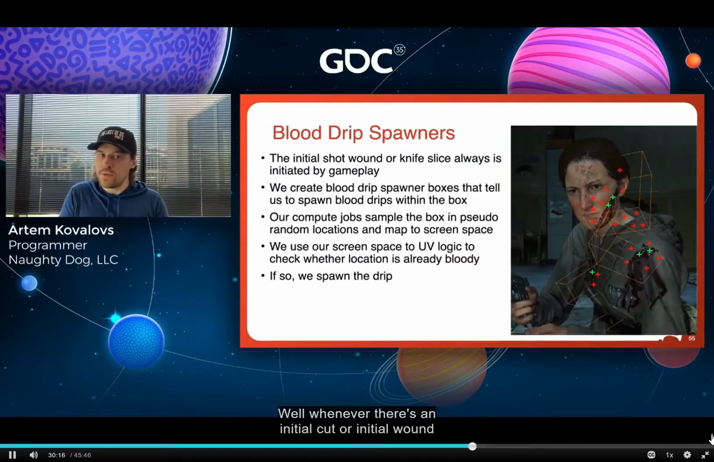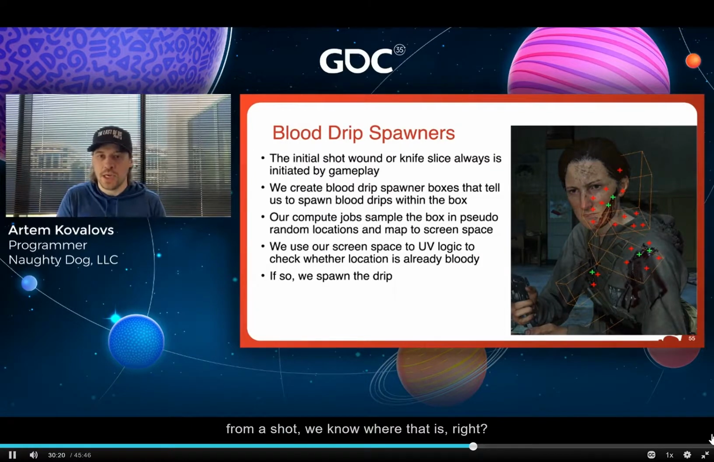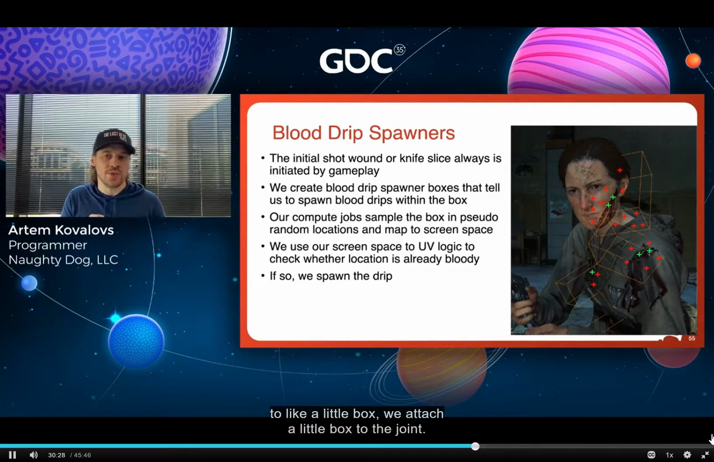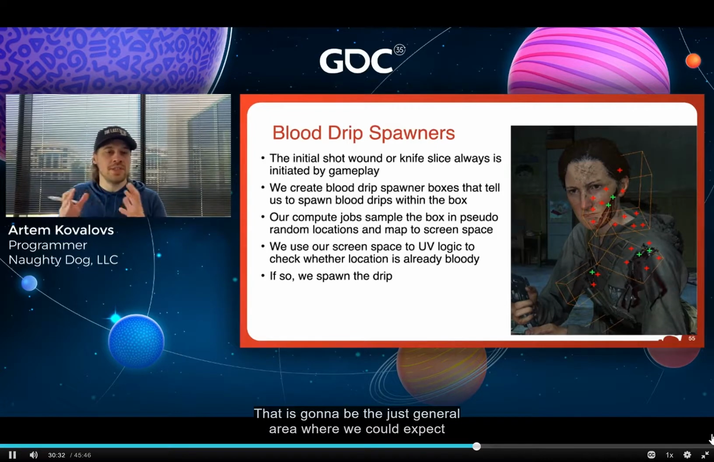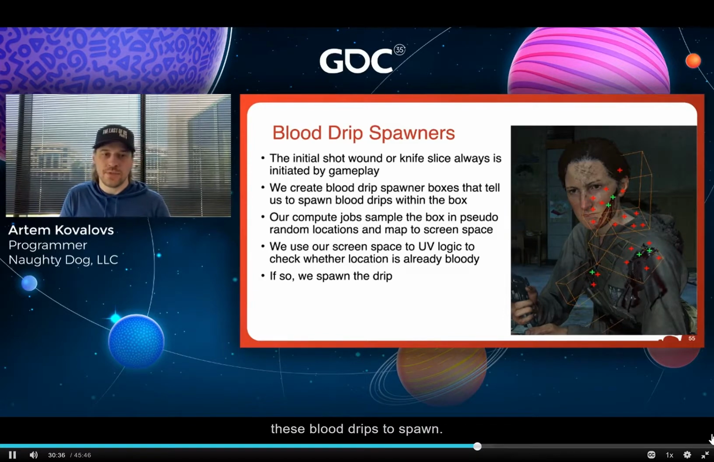Well, whenever there's an initial cut or initial wound from a shot, we know where that is, right? Because it comes from gameplay. So we can know which joint we can attach to, like a little box. We attach a little box to the joint. That is going to be our GPU spawner, right? That is going to be the general area where we could expect these blood drips to spawn.